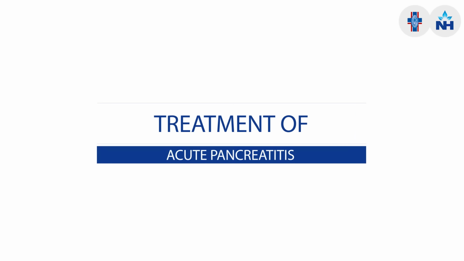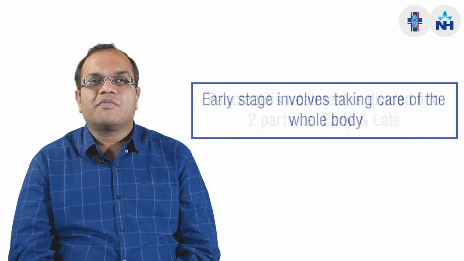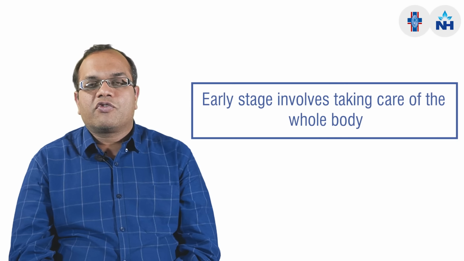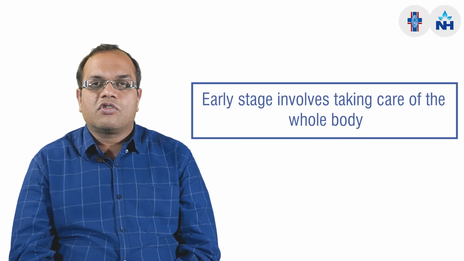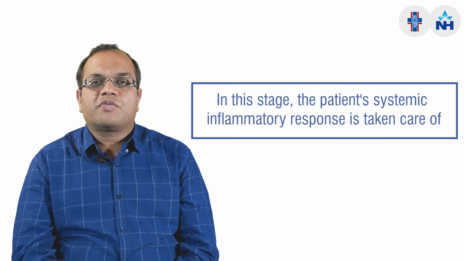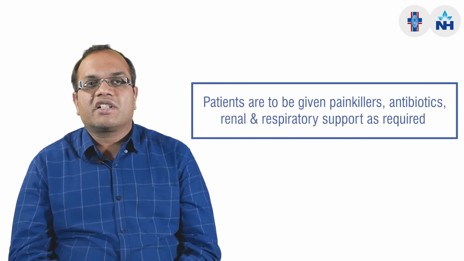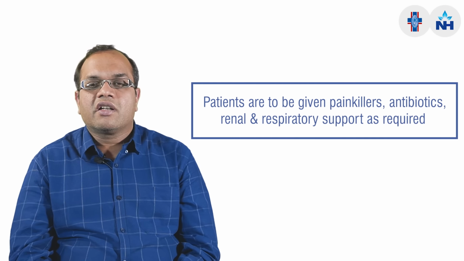So how is this pancreatitis treated? Pancreatitis treatment is divided into two parts. One is the early, second the late management. The early management involves taking care of the whole body system. The systemic inflammatory response care is to be taken in this part of the management. The patient is to be given painkillers if required, antibiotics, respiratory support if required, and renal support if required, according to the condition of the patient.